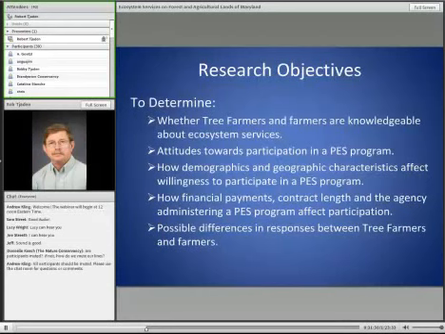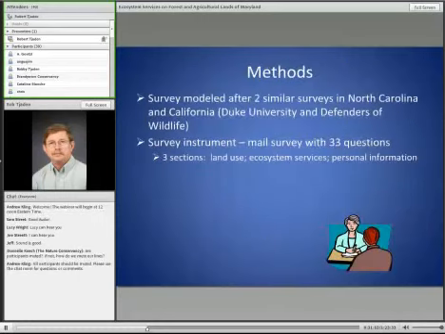Now, the methods that we employed were, we looked at the two similar surveys that were done in North Carolina and California by both Duke and the Defenders of Wildlife, and we used that as the basis for our survey development. We call that the survey instrument, and we learned from some of their successes and challenges. Basically, our survey instrument was a mail survey, and we had about 33 questions. And we broke up the survey into 3 different sections.